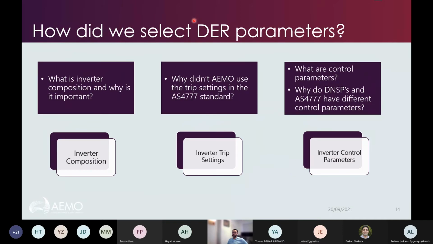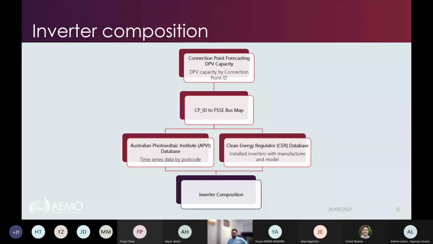Cool. So to select DR parameters, we have to go through a few things: inverter composition, inverter trip settings, and inverter control parameters. I'll go through each one individually: what they are, why we didn't just use the AS4777 standard settings, and why DNSPs have different control parameters and what they are as well.